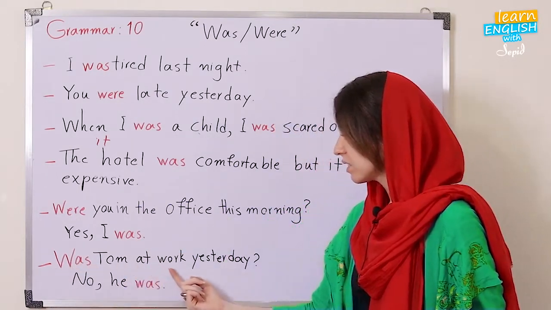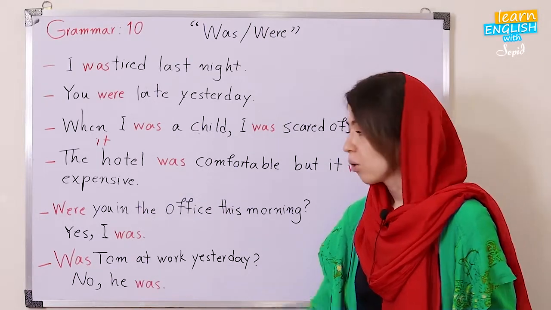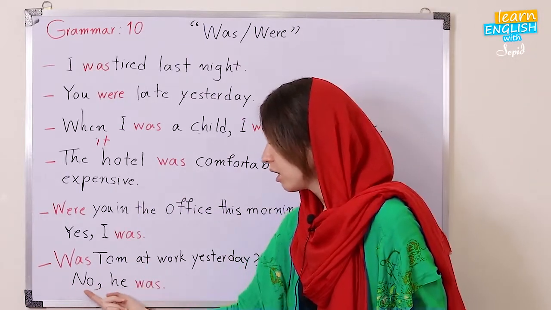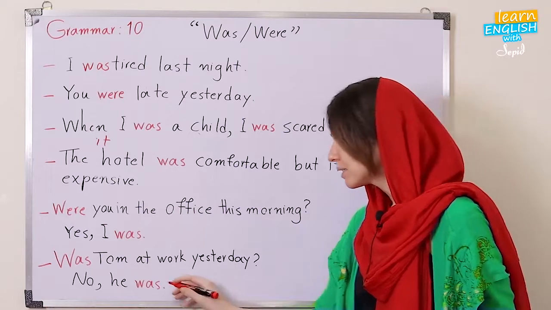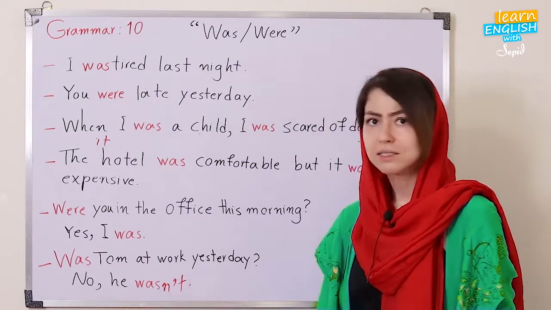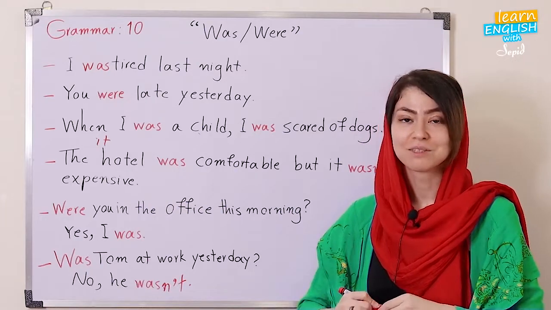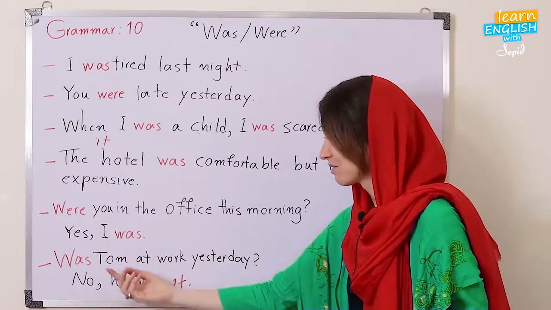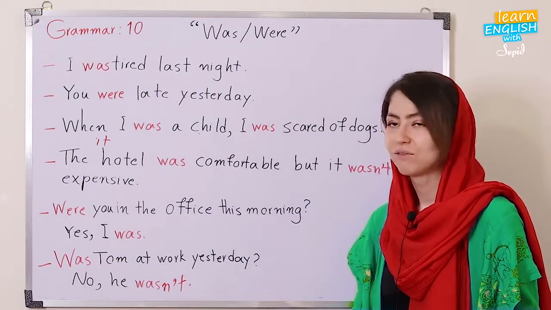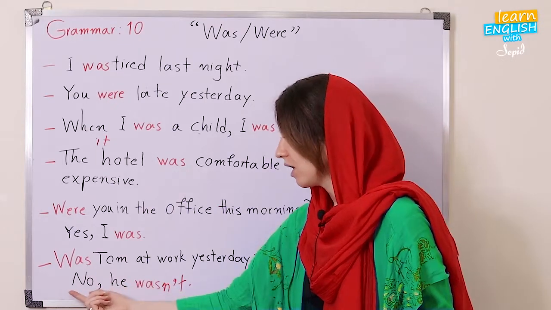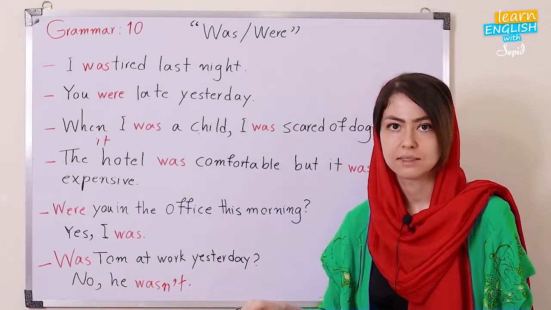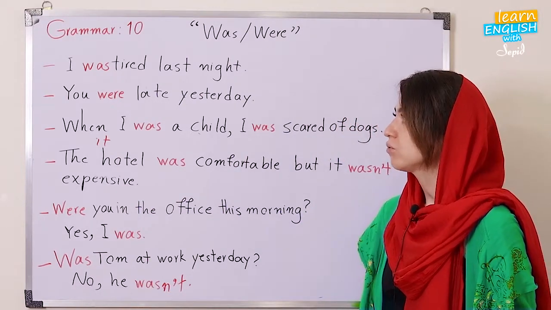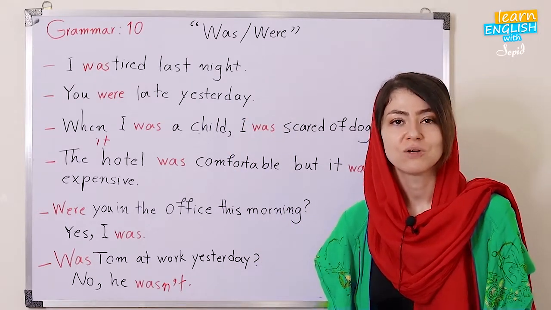Now, was Tom at work yesterday? Was Tom, it means was he, okay, at work yesterday? No, he wasn't. Sometimes these mistakes happen, okay? So we slip up sometimes. Let's go. Was Tom at work yesterday? No, he wasn't, okay? This is the negative form of that again. So these were all about was and were. Let's go to the practice part.